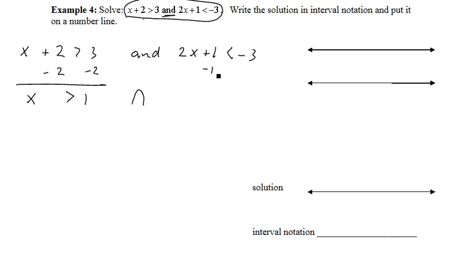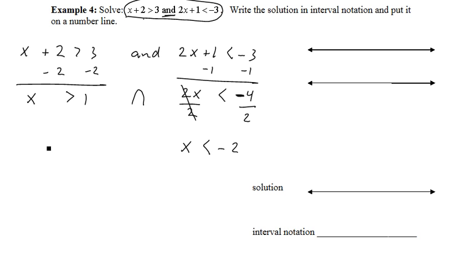Looks like I need to subtract 1 on both sides. 2x is less than -4. And then I'm dividing by a +2, not a -2, so the sign doesn't change. Just because this negative sign is here doesn't mean you flip the sign. I'm dividing by a +2.